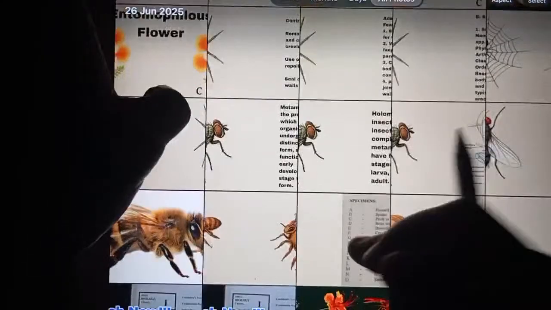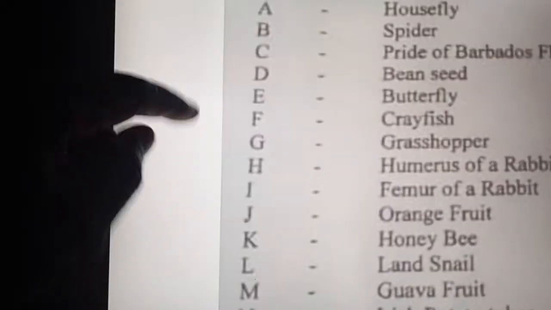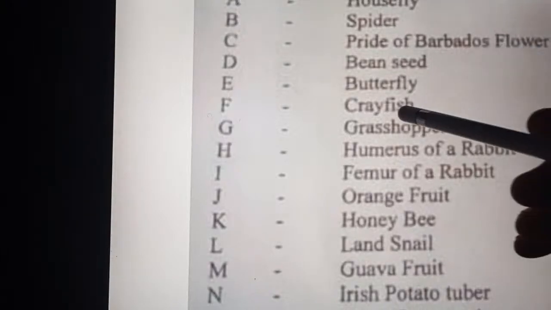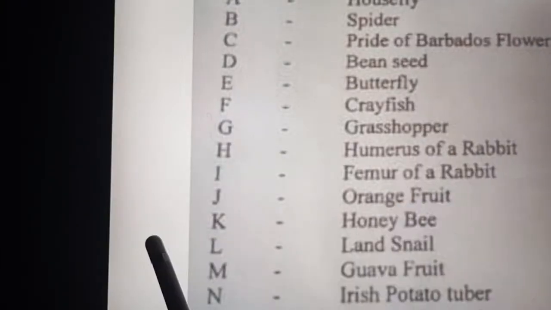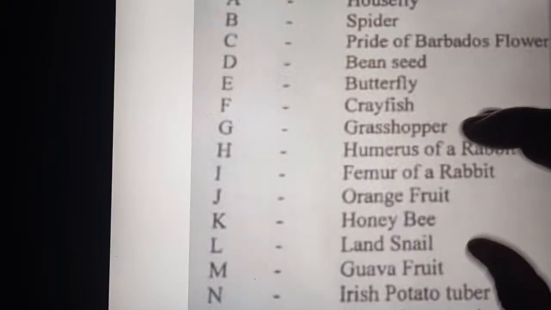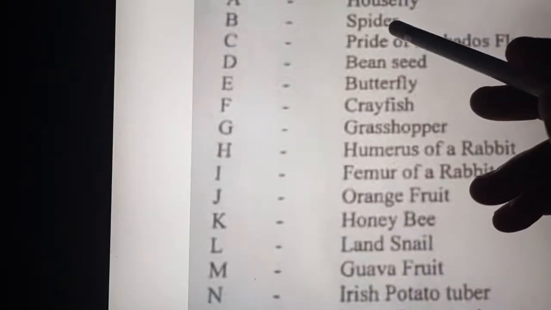So the honeybee, remember, watch this: housefly, butterfly, grasshopper, and honeybee are all insects, and they share similar adaptive features, or survival features, and they are all arthropods. In addition, crayfish is an arthropod but belongs to crustaceans. Grasshopper is also an insect. Then spider is an arachnid.